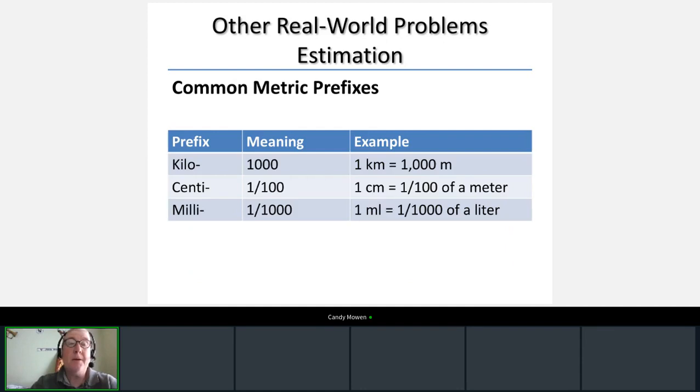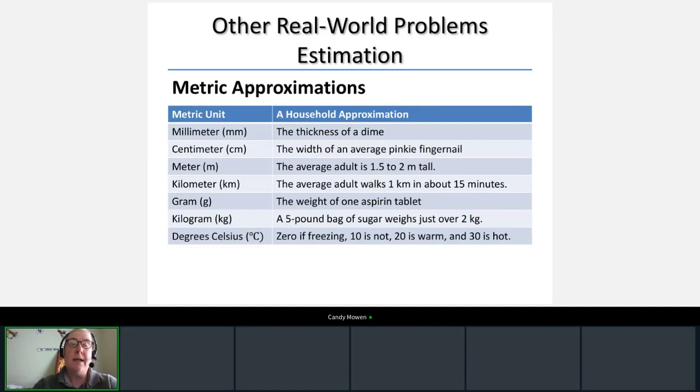Okay, so prefixes. Kilo meaning 1,000. Example, 1 kilometer equals 1,000 meters. Centi is smaller, and milli is really small. So these are handy dandy charts.